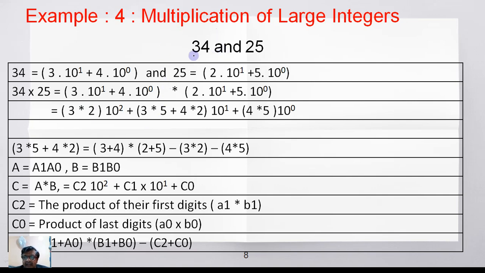So we will take an example of 34 and 25, two digit numbers. If you multiply them, it is 34 into 25. Four multiplications have to happen: 2 into 4 and 2 into 3, two multiplications, 5 into 4 and 5 into 3, another two multiplications. Therefore, if the number of digits is n, it requires n square multiplications.